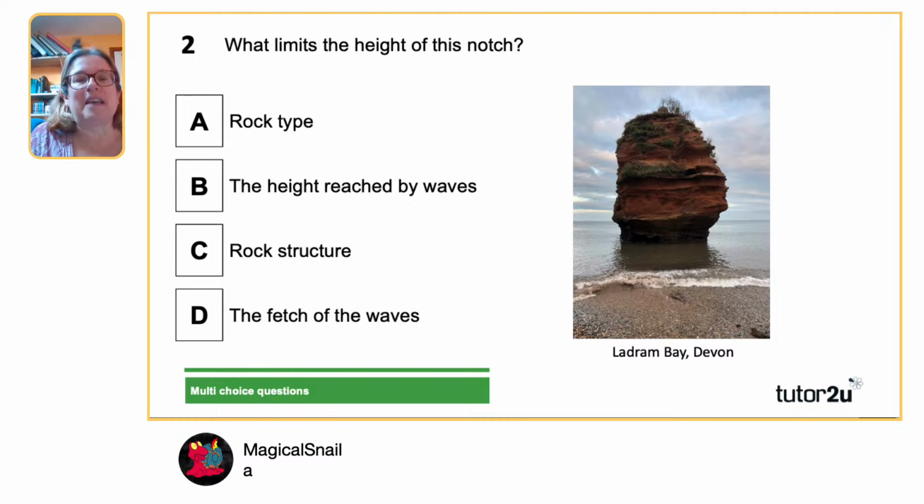Right, another of my holiday snaps. So what limits the height of this notch? You can see in the stack that we've got in that picture there at Ladram Bay in Devon, you can see that it has got a wave cut notch at the bottom. I think I might have just given away the answer. So what is going to be limiting the height of that notch?